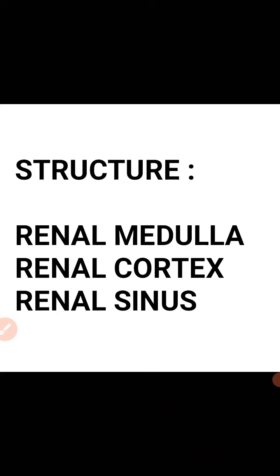The renal columns dip in between the pyramids, and each pyramid along with the overlying cortical arch forms a lobe of kidney. Pyramid and the cortical arch form a lobe of kidney.